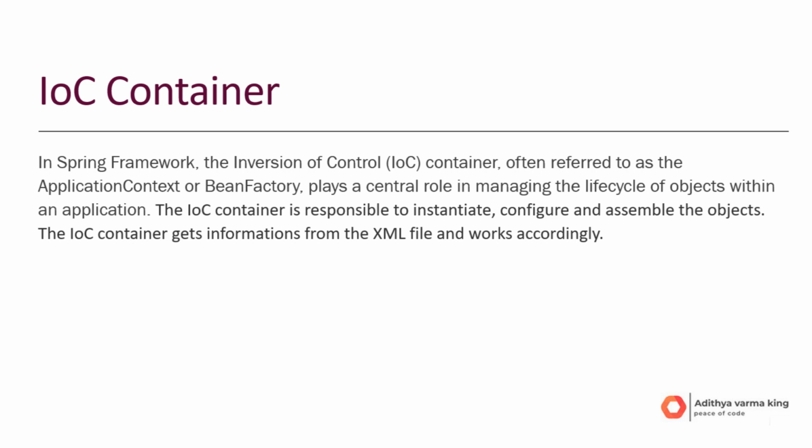The IoC container relies on XML configuration files to gather information about beans and their dependencies. These XML files specify bean definitions, including class names, properties, and dependencies. During application startup, the IoC container reads these XML files and instantiates beans accordingly. It also resolves bean dependencies, injecting the required beans into their respective dependents as specified in the configuration. This assembly process ensures that beans are properly configured and wired together.